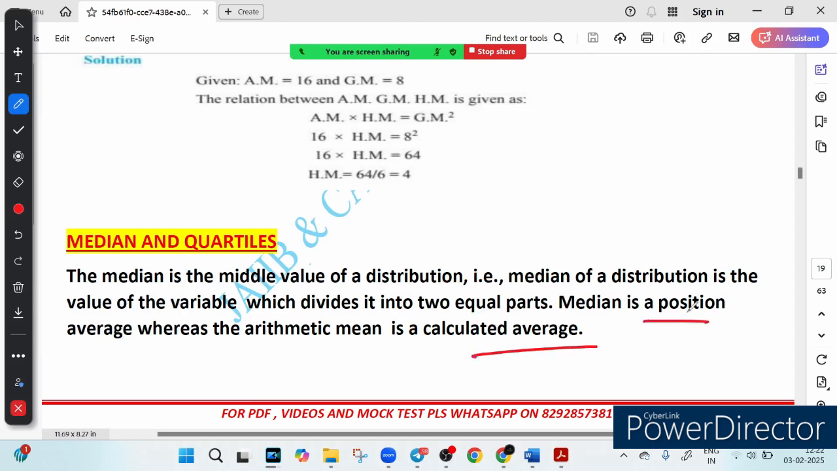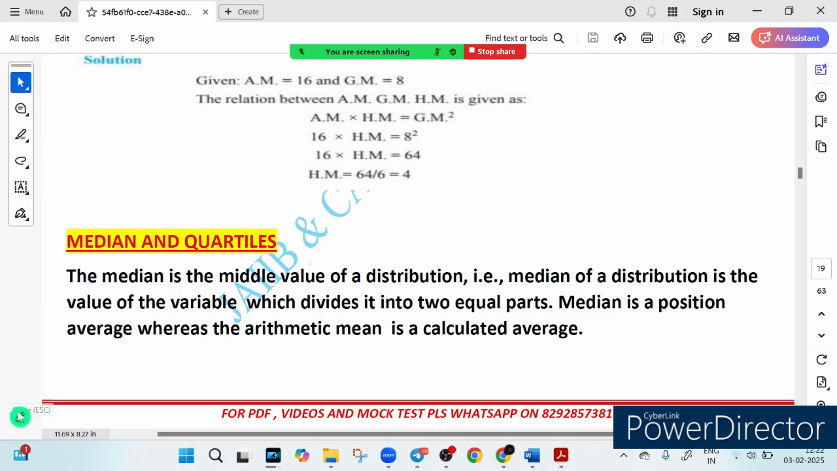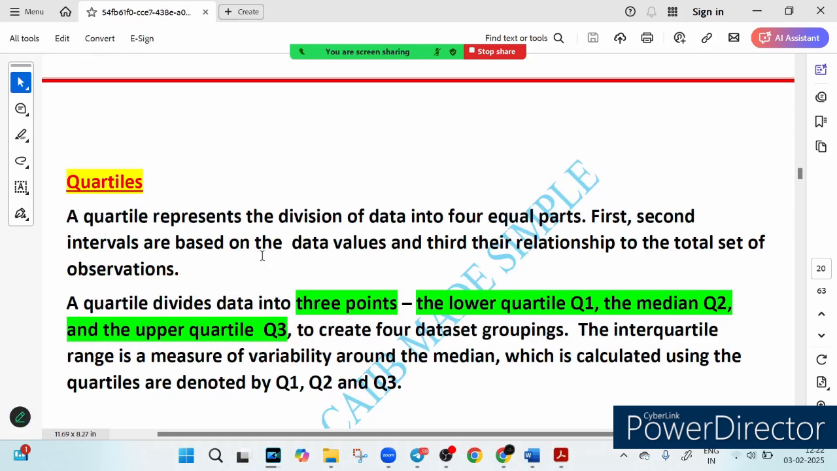Suppose someone asks you, what is the difference between median and arithmetic mean, when median is also a measure of central tendency and arithmetic mean is also a measure of central tendency? The difference is that median is a position average. Suppose this line represents the observations. You find a position which divides our data into equal parts. That we do in median, but in the case of arithmetic mean we calculate the average, right? That's the difference. Okay, so let me make more conceptual clarity about median.